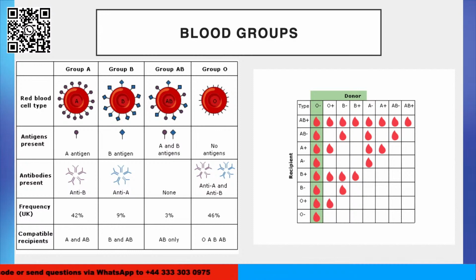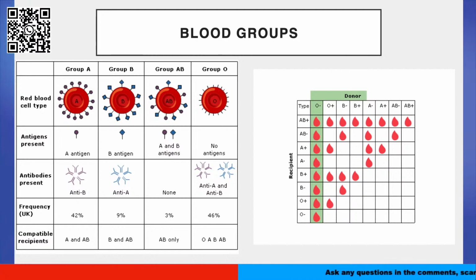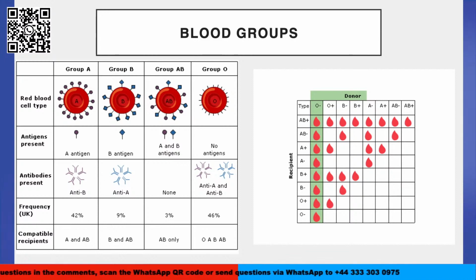This is just a slide to mention the different types of blood groups when you're considering which donors will be suitable for which recipients. So we have blood group A, B, AB and O, and the group is determined by the antigens present on the cell. You'll see that there's also antibodies present, and group O is the universal donor because of their lack of antigens.